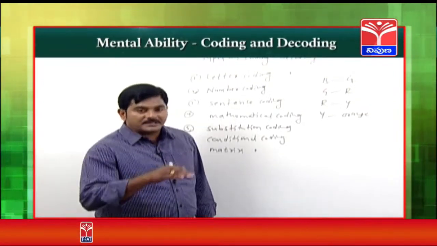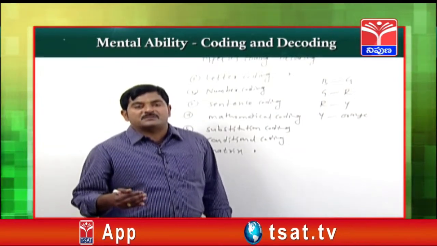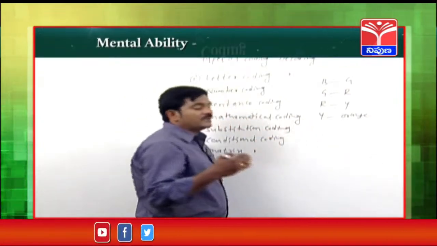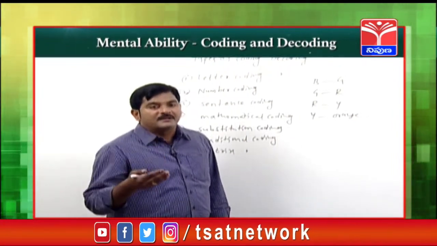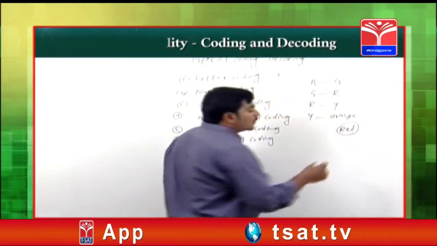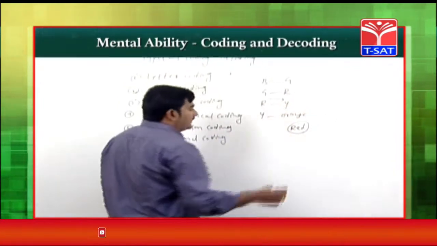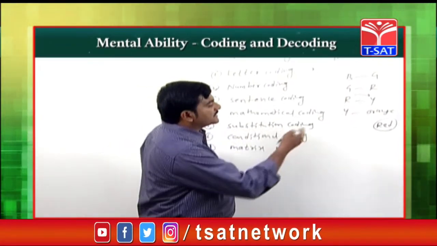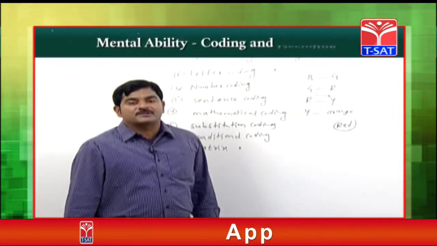Then the question is, what is the color of the human blood? What is the actual answer? Usually human blood is in which color? Red color. So what is the code for the corresponding red? If I take red, it is called what here? Yellow. That's why the color of the human blood, we can say, is yellow. This kind of question is called substitution coding.